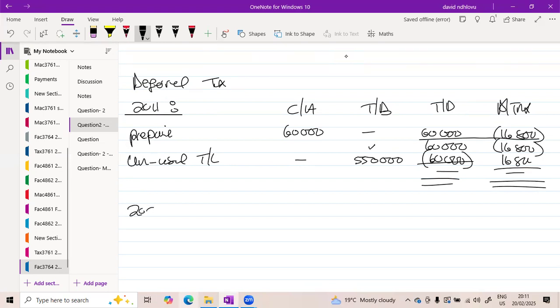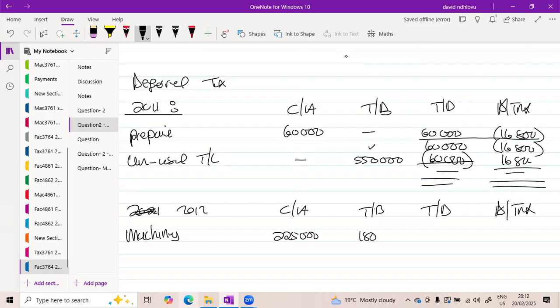Then we go to 2012. Again, we have the carrying amount, the tax base, the temporary difference, and the deferred tax. This time we've got the machinery. We still have the same figure, 225,000. We still have 180,000. Previously, it gave me 45. And I got 12.6.